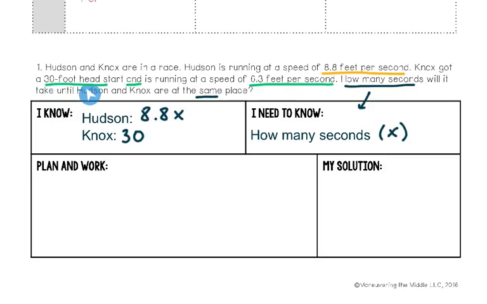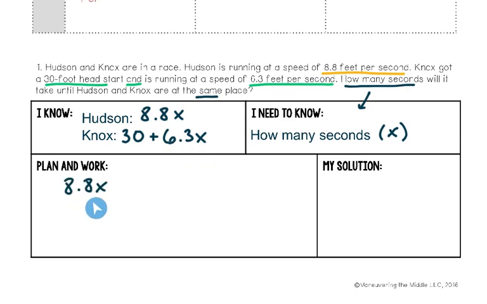So Knox got his 30-foot head start, and we'll write plus. He does 6.3 feet per second. How do we write 6.3 feet per second? I would write it just like we did Hudson's. 6.3 times the number of seconds.